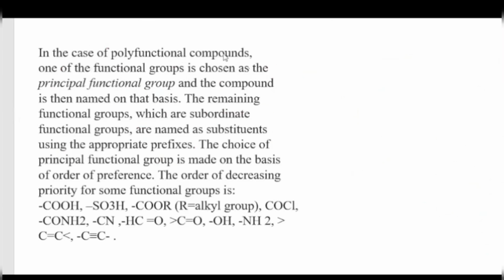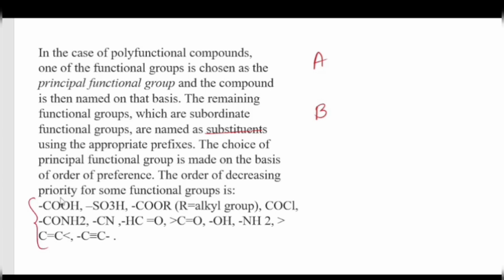In case of polyfunctional compounds, one of the functional groups is chosen as the principal functional group and the compound is then named based on that. The remaining functional groups, which are subordinate, that means attached to the principal chain, are named as substituents using the appropriate prefixes. The choice of the principal functional group is made on the basis of order of preference. I told you already that A and B are the two functional groups. In these two functional groups, which is the main functional group, that is the order we have to see over here.